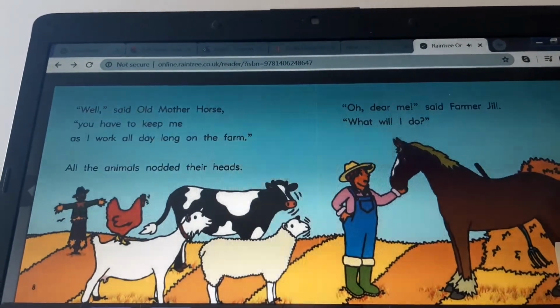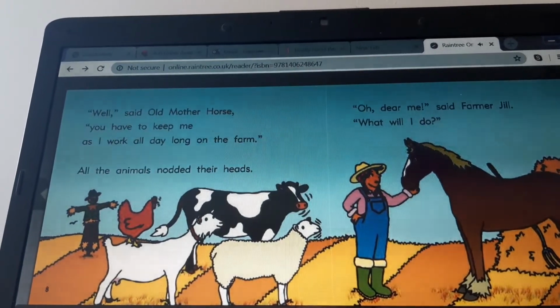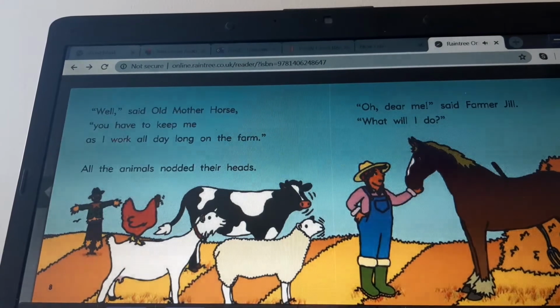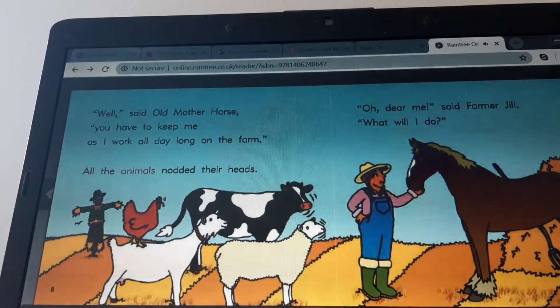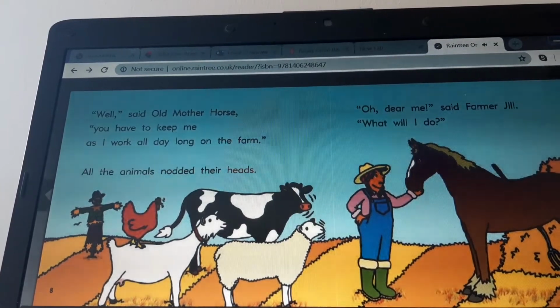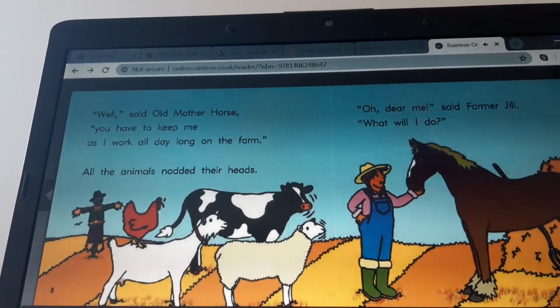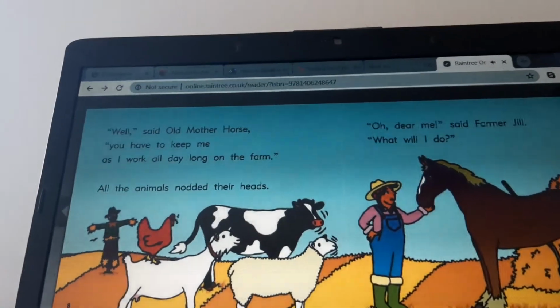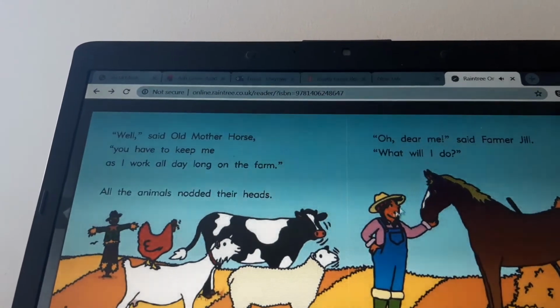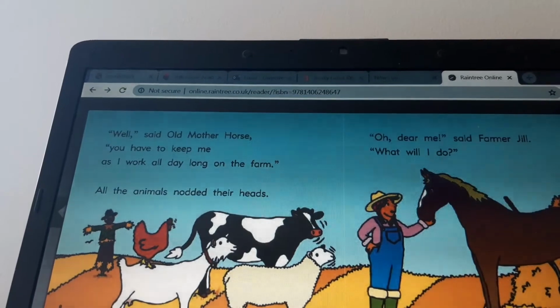"Well," said Old Mother Horse, "you have to keep me, as I work all day long on the farm." All the animals nodded their heads. "Oh, dear me," said Farmer Jill. "What will I do?" She's looking very worried, isn't she? She's really not sure what to do.